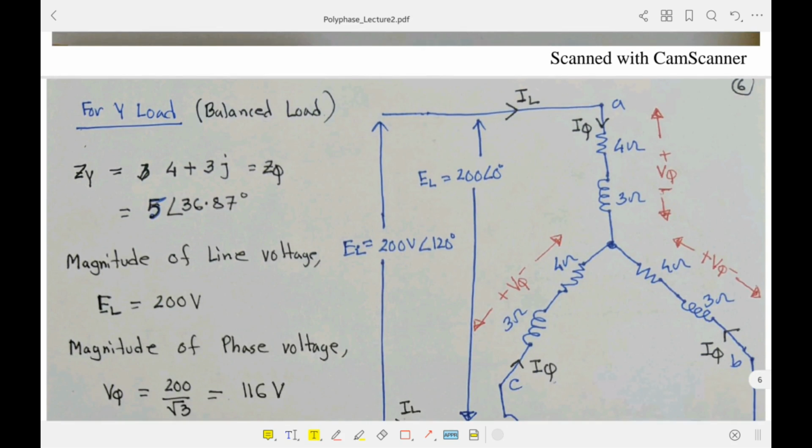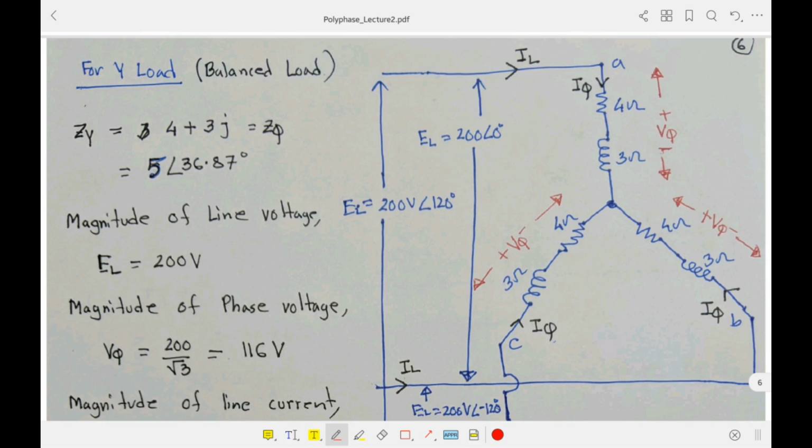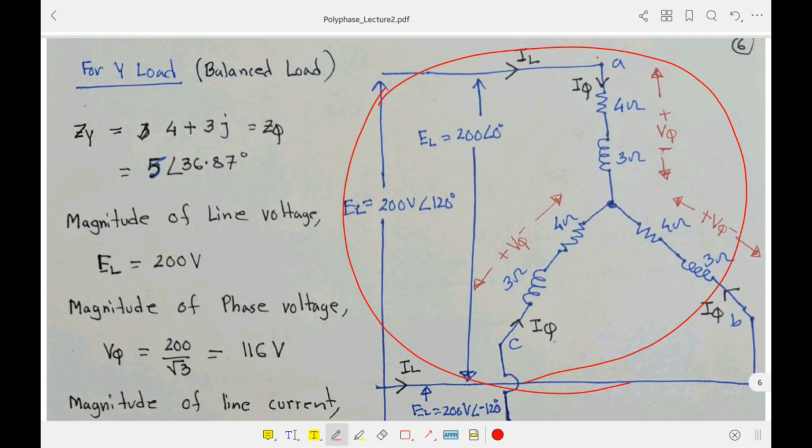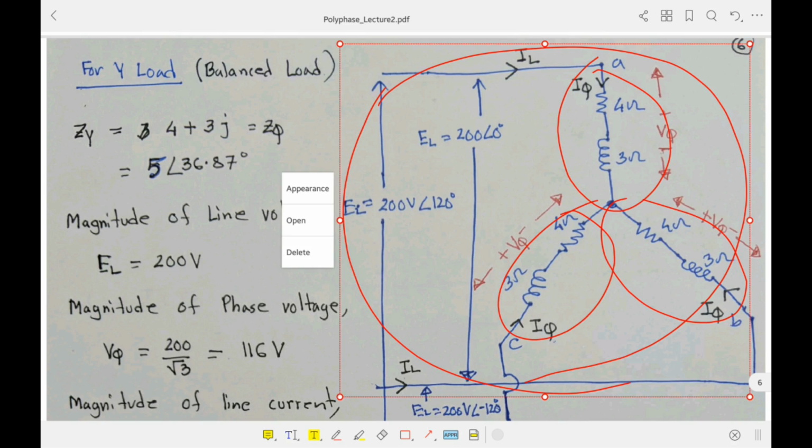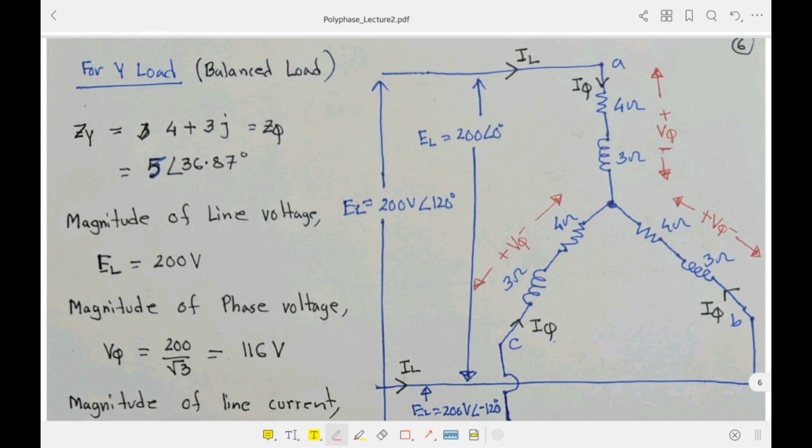So first of all, consider the Y connected load. Only the Y connected load is redrawn here, and the delta connected load is omitted for now. This is more like a superposition theorem, although it is not the superposition theorem. We are just considering the Y connection first and omitting the delta one. Now the Y connection is available, and if you notice, this is a balanced Y, since the impedances of all 3 branches are equal. We have a 3 ohm inductance and a 4 ohm resistance in each branch.